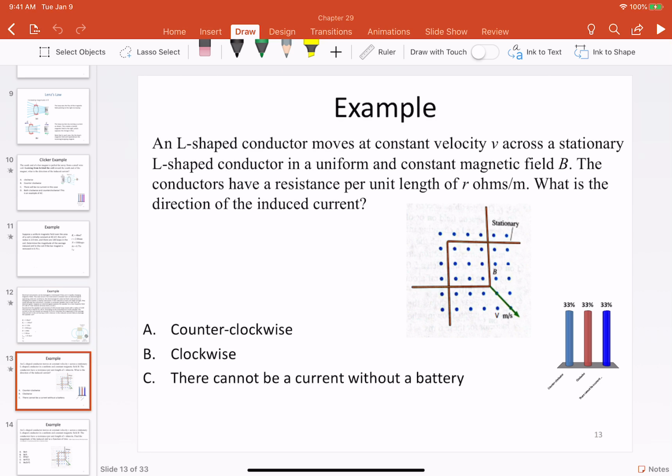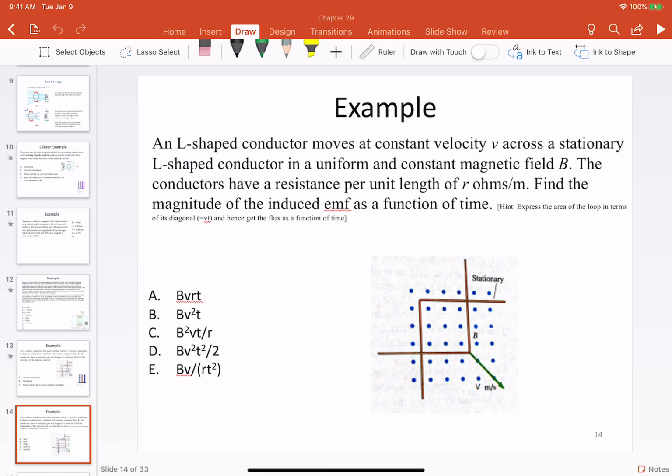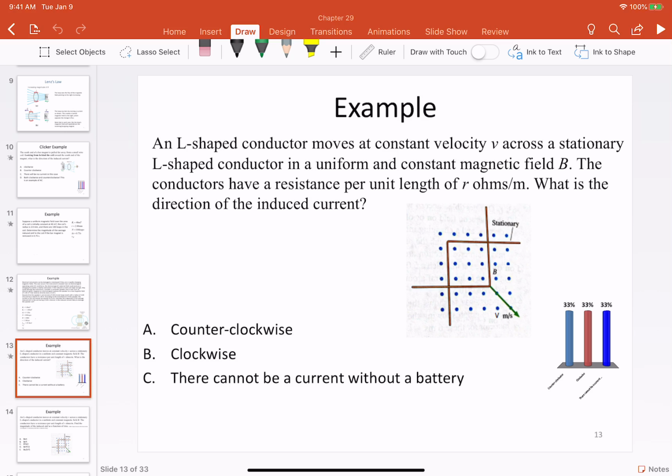This problem I think is very similar. Okay, let's try this problem. So I'll let you think about this problem first. Please pause the video and see if you can work this problem out, and then we will talk about it. Okay, I think there are two versions of this problem. All right, so let's look at this one first.